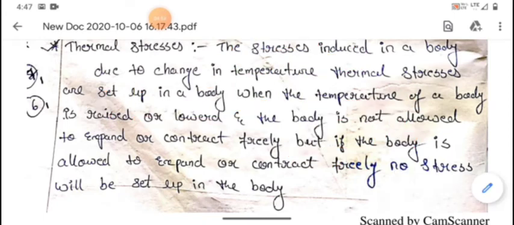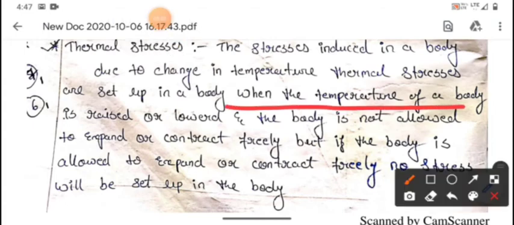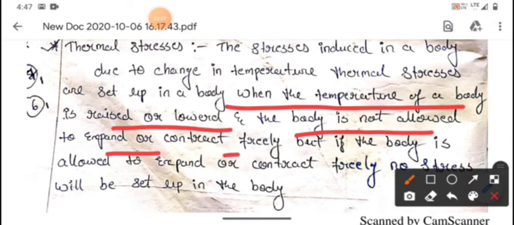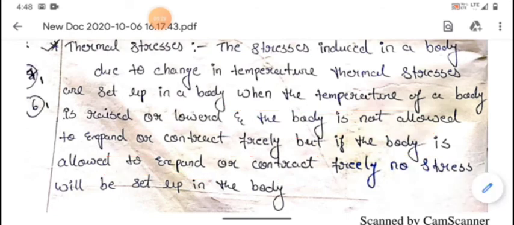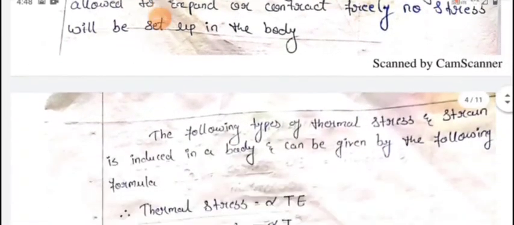See, that is given here. When the temperature of a body is raised or lowered, the body is not allowed to expand or contract freely. When it is not allowed to contract freely, stress is developed, and when you allow it to expand easily, then no stress or less stress is developed in the material.